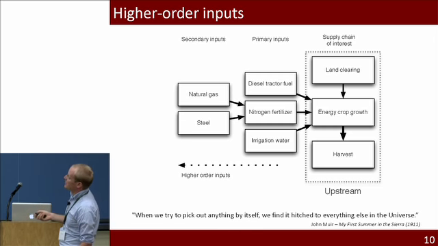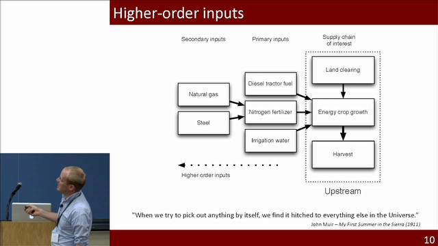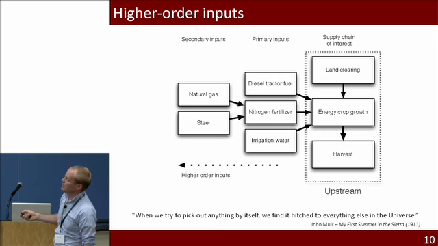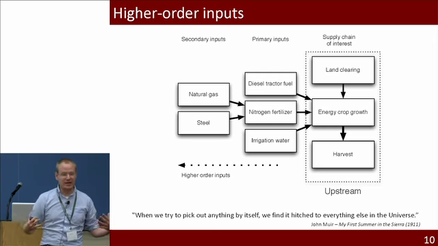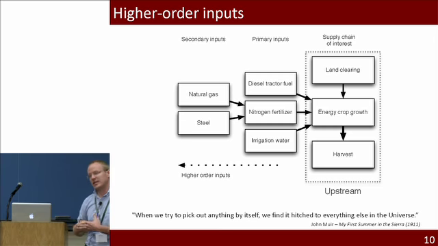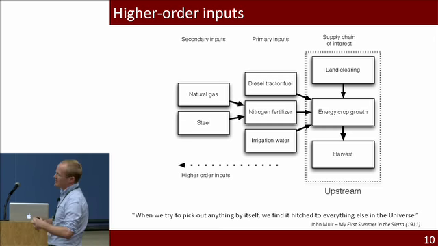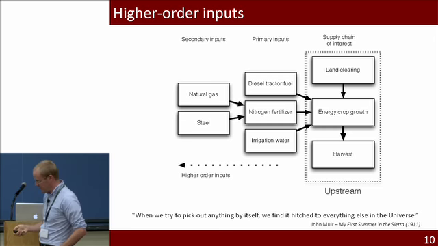You can see here's another diagram of these higher order inputs. So maybe into energy crop growth, we have diesel, we have nitrogen fertilizer, we have irrigation water. In order to make fertilizer, we needed natural gas and steel. If I went further, in order to make steel, we would need natural gas and coal, maybe. What ends up happening is this doesn't look like a line. It looks like a nested, interconnected set of processes. So that's why the line metaphor doesn't work super well.